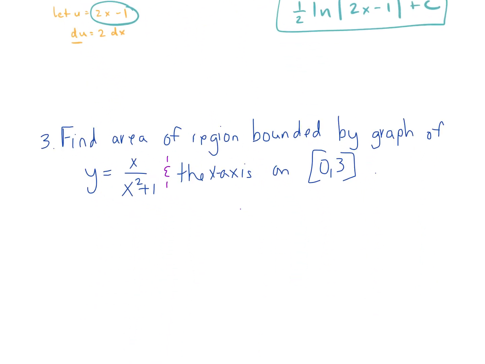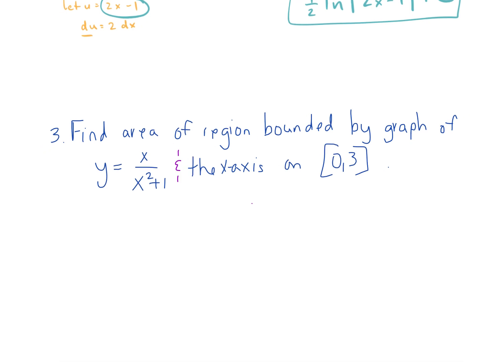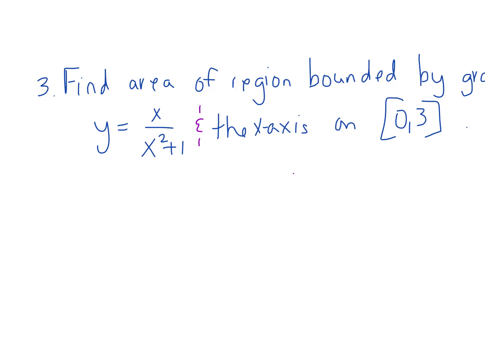Let's look at 3. Find the area of the region bounded by the graph of x over x squared plus 1 and the x-axis on the interval from 0 to 3. So when we find the area bounded by the region, we're looking for the integral. So the antiderivative of x over x squared plus 1 dx from 0 to 3. Got a definite integral here.